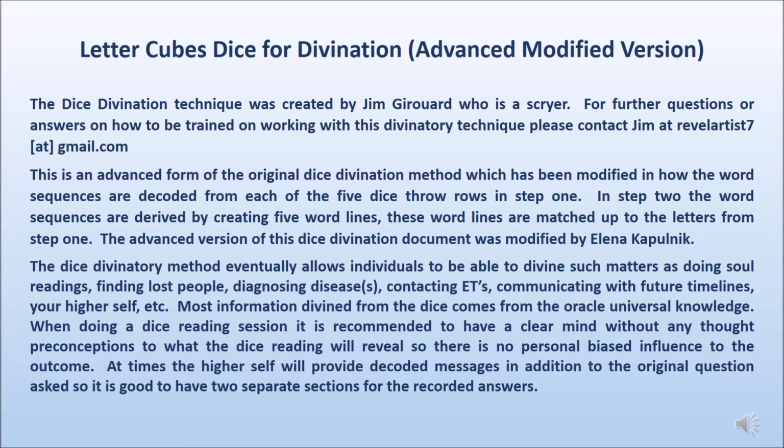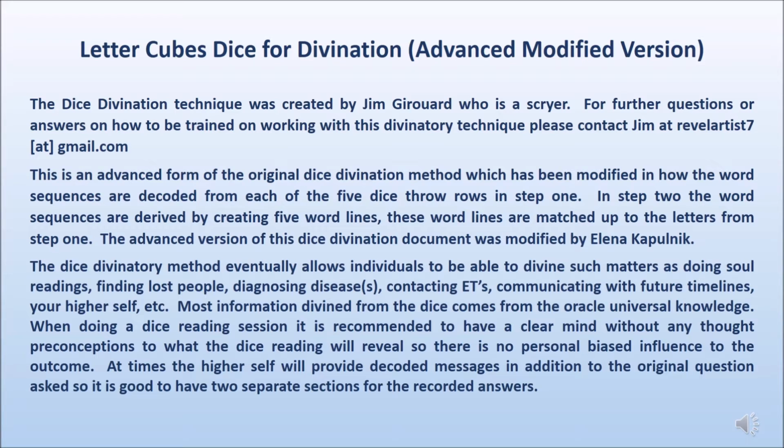This is an advanced form of the original dice divination method, which has been modified in how the word sequences are decoded from each of the 5 dice throw rows in step 1. In step 2, the word sequences are derived by creating 5 word lines. These word lines are matched up to the letters from step 1. The advanced version of this dice divination document was modified by Ileana for this video presentation.